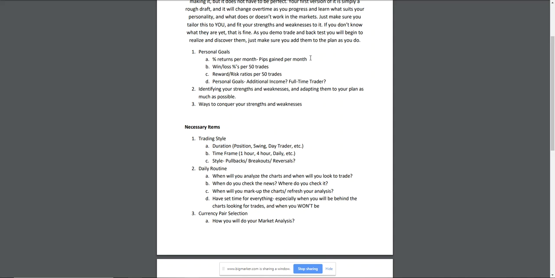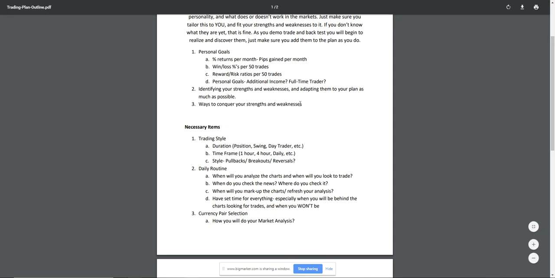Maybe you have a trailing stop with some sort of rules, or maybe you just have a predetermined stop loss or take profit area. But you want to determine your risk to reward goals, your personal goals. You see, this is where you go over whether you want it to be an additional income on the side, a full-time job, or just one of your many streams of income.